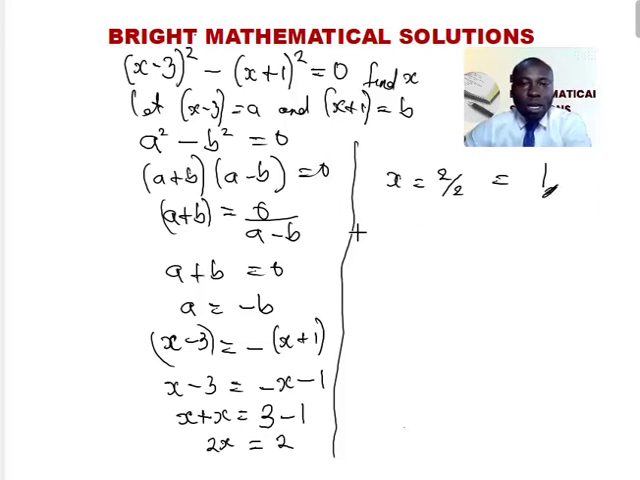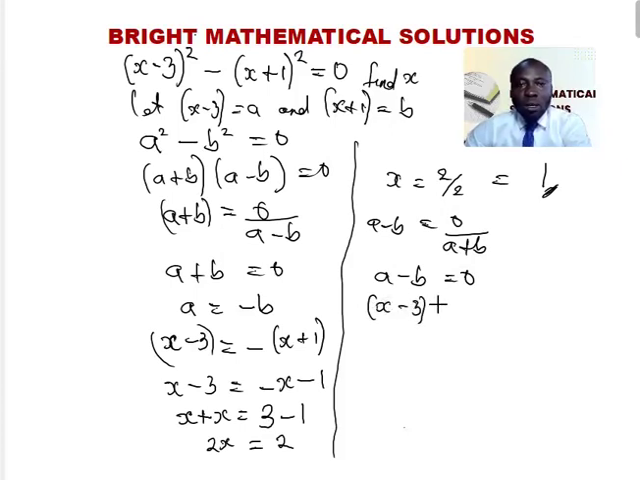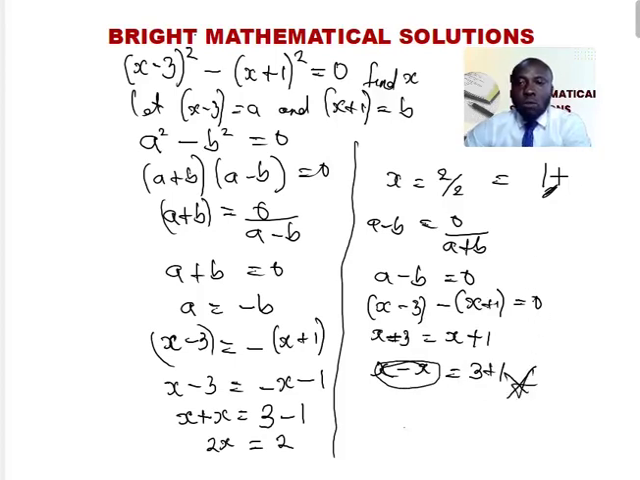Let us try the other side, which is a - b = 0. So let us insert the expression, and that gives us (x - 3) - (x + 1) = 0. So if we take it to the other side and collect the like terms, that is x - x = 3 + 1. So for this expression, it is not true, but for the other expression, it is true.